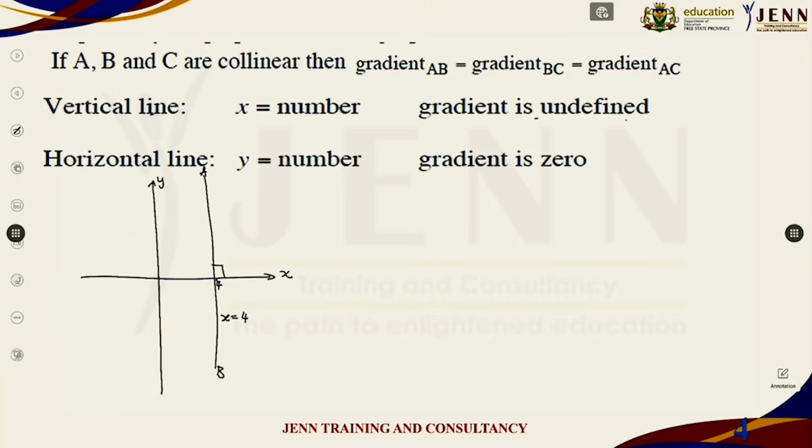Then we go to the horizontal line. How do we see that we are having a horizontal line? You are having 2 points. What are those 2 points?